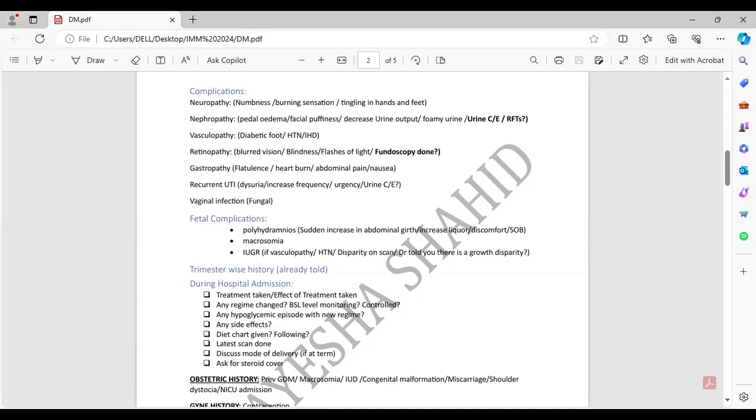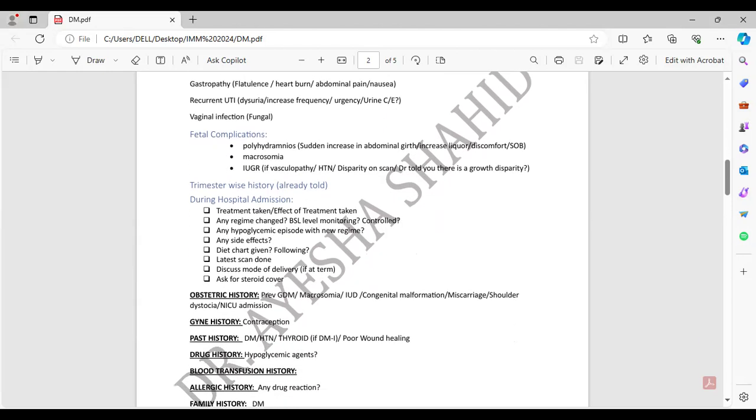Ask the patient regarding recurrent urinary tract infection. Inquire about symptoms: dysuria, increased frequency, urgency, and whether urine complaint investigation was done or not. Inquire regarding recurrent vaginal infections, in the form of a type of fungal infection. Then come the fetal complications.